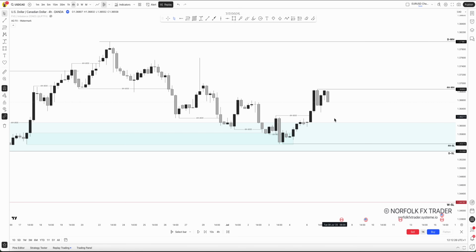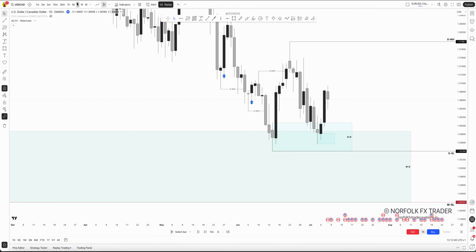So you can look for a pullback now into this area. Let's get rid of this zone. And down here, we have an area of demand on a 4-hour time frame. We also have an area here as well, and we have a low that can be swept. So let's go back to the daily time frame and see what's happening.